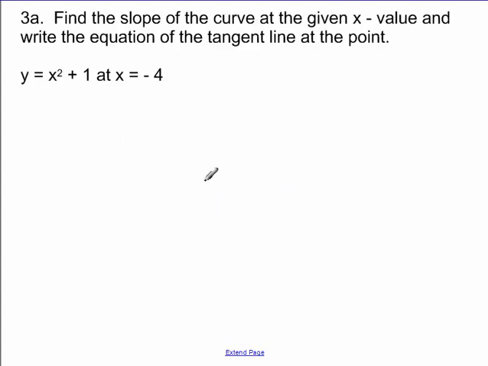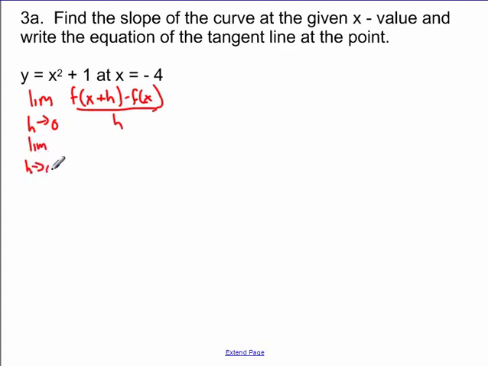Okay, so finding the slope of the curve. So it's just a whole bunch of algebra from here, guys. Limit as h goes to 0 of f of x plus h minus f of x all over h. So this is the limit as h goes to 0. Notice how I keep writing that limit. x plus h squared minus f of x. I'm going to put that f of x in parentheses so I don't forget to distribute the negative.